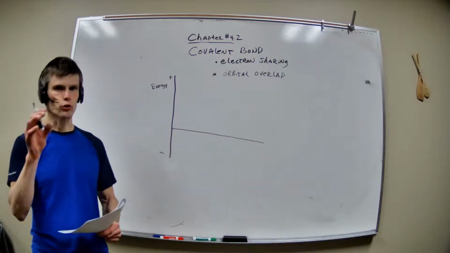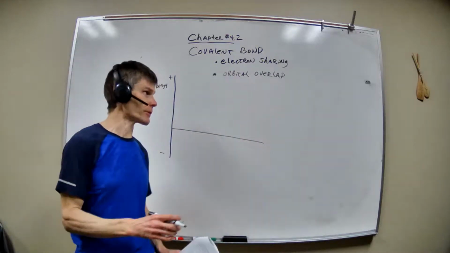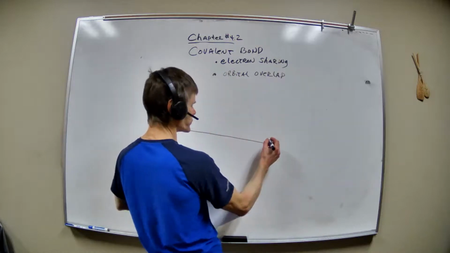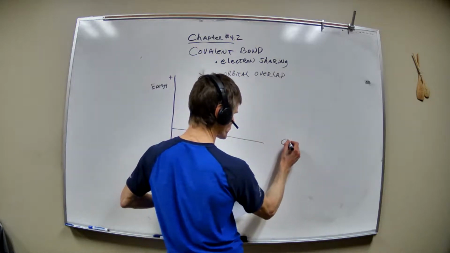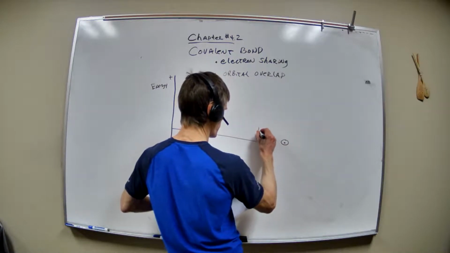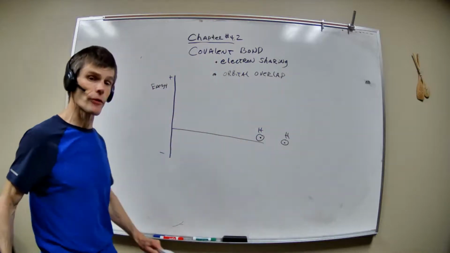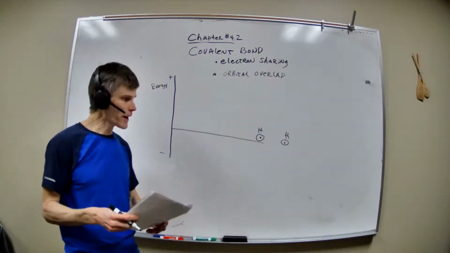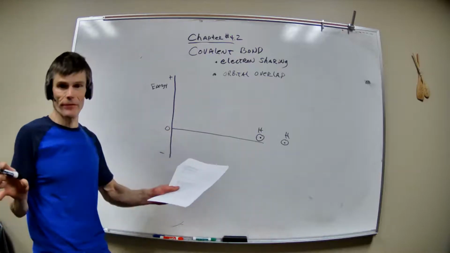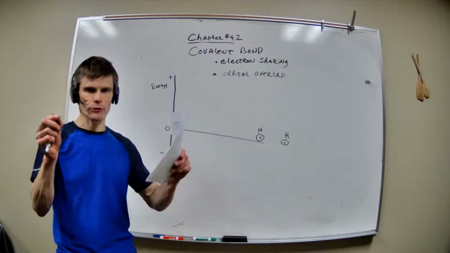Let's take two isolated hydrogen atoms. They're separate from each other. And we're going to put them out here on this axis. When they're separate from each other, there's a hydrogen atom. Here's a hydrogen atom. And they're far away from each other. They're not interacting. When they're not interacting, we're just going to assume that energy is zero. Nothing's happening between them.